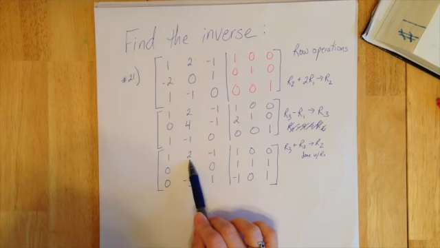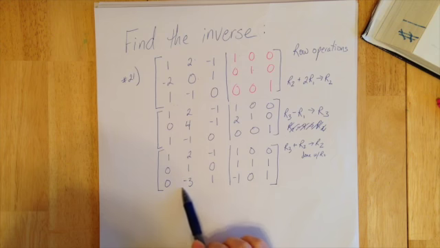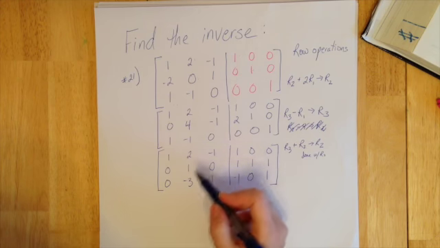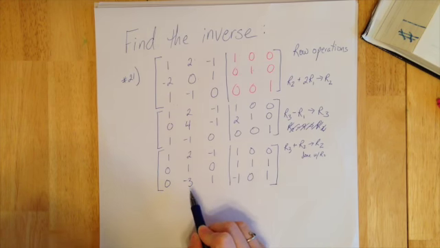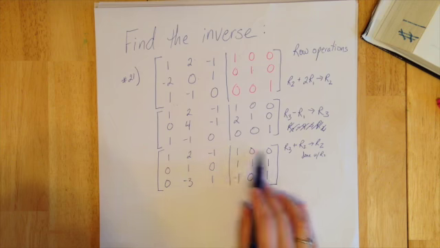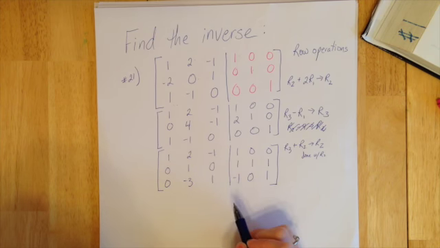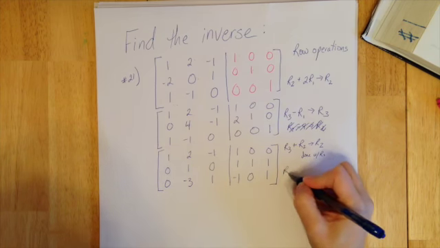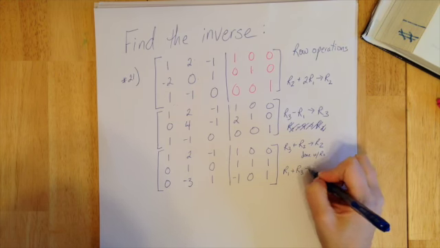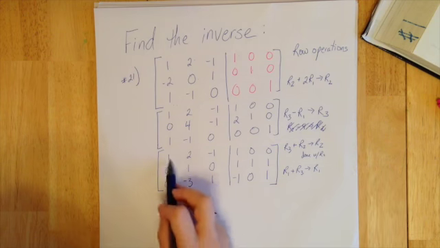Now I want these other 2 spots to be zeros. So how we're going to do that is we're going to make this into a 0 so that I have 0, 0 and a 0 here. Row 1 plus row 3 for my new row 1.